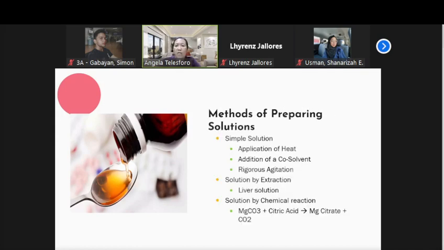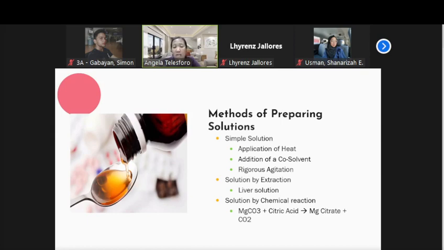Simple, by solution, by extraction, and by chemical reaction. So it depends. We discussed this in the lab. For simple solution, we apply heat. We sometimes add a co-solvent to really dissolve the API. We agitate it rigorously so it dissolves. And by extraction. And solution by chemical reaction, wherein we mix ingredients so that we get the product.